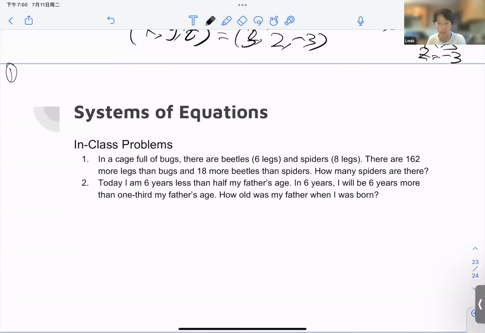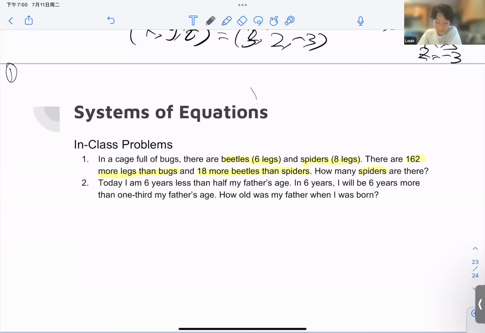Okay, so I'll go over these two problems now. So, in a cage full of bugs, there are beetles with 6 legs and spiders with 8 legs. And there are 162 more legs than bugs and 18 more beetles than spiders. How many spiders are there?